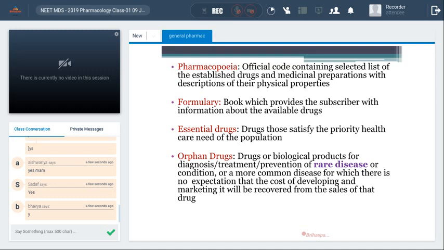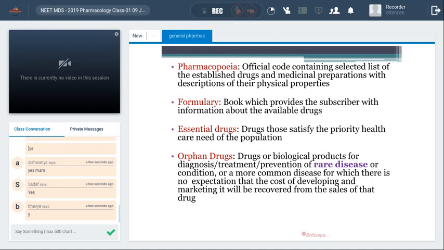Clear? Now formulary is most important for us. We have many formularies. The Indian formulary is called NFI, National Formulary of India. That is what we all refer to. We also have the British formulary and US formulary, etc. We follow NFI. Clear? So these are two things.